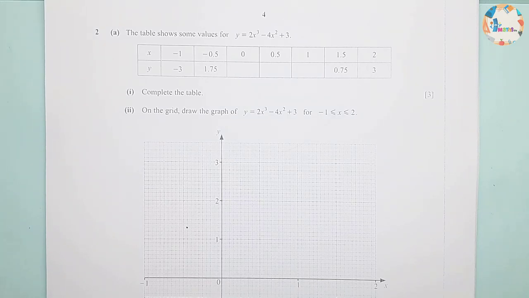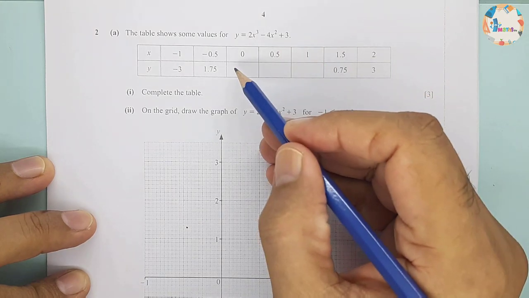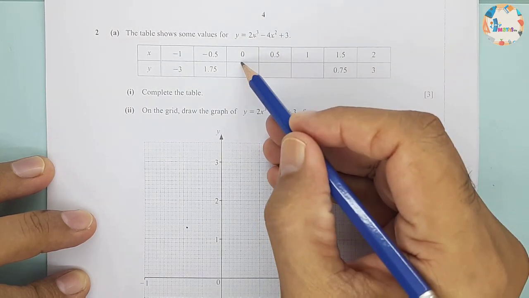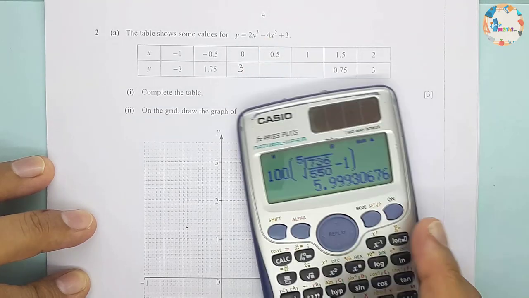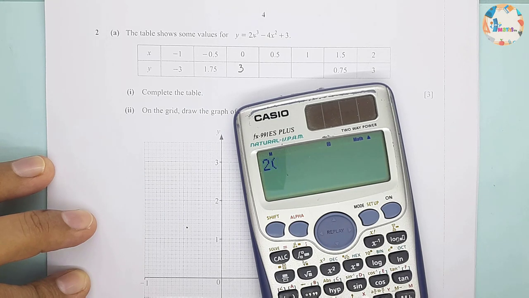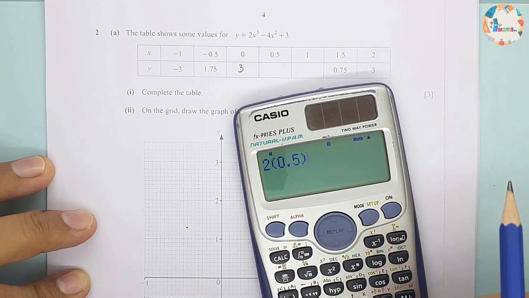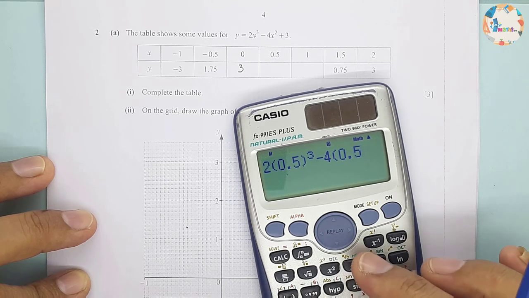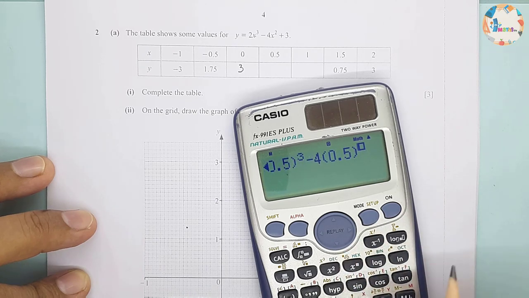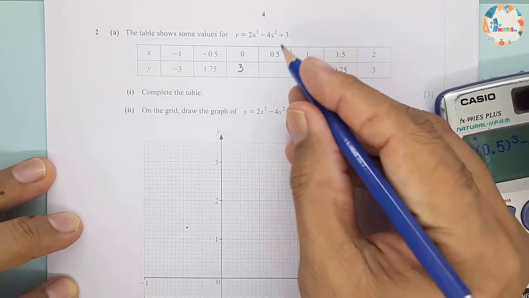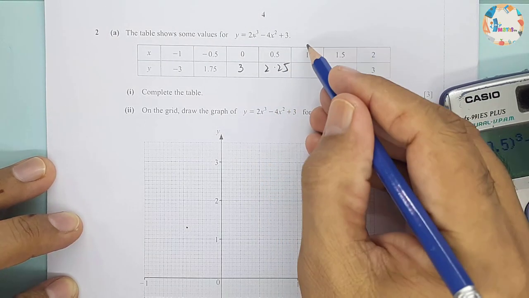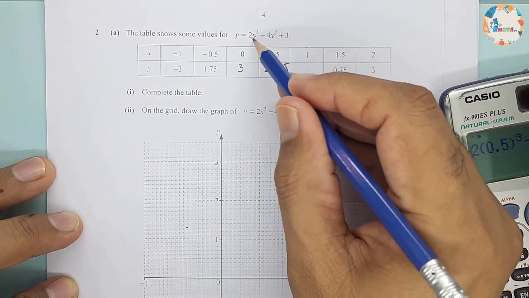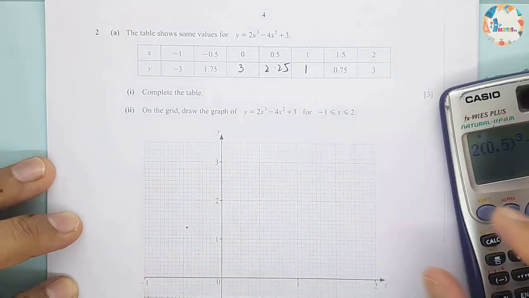Question number 2, the table shows some values for this one. We have to replace x. If we place x is equal to 0, this will be 0, this will be 0, and the value will be 3. So y value will be 3. If you replace 0.5, so 2 into 0.5 raised to the power 3 minus 4 into 0.5 raised to the power 2 plus 3 will be equal to, in case of 0.5, 2.25, and in case of 1 this will be 2 minus 4 will be minus 2, so this will be 1. These are three values which we have to calculate.